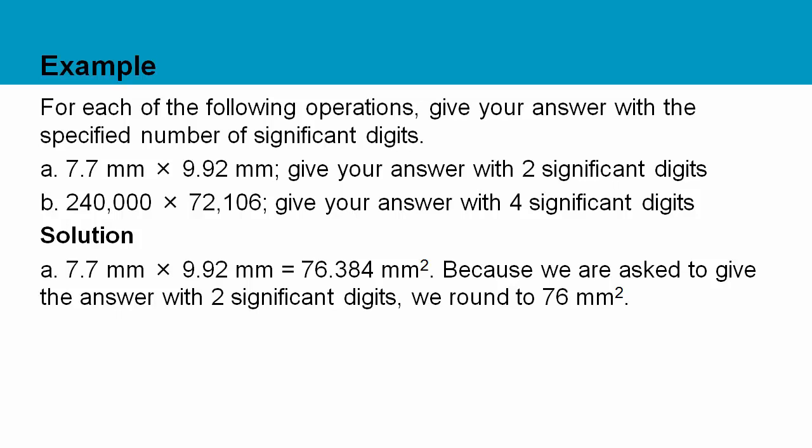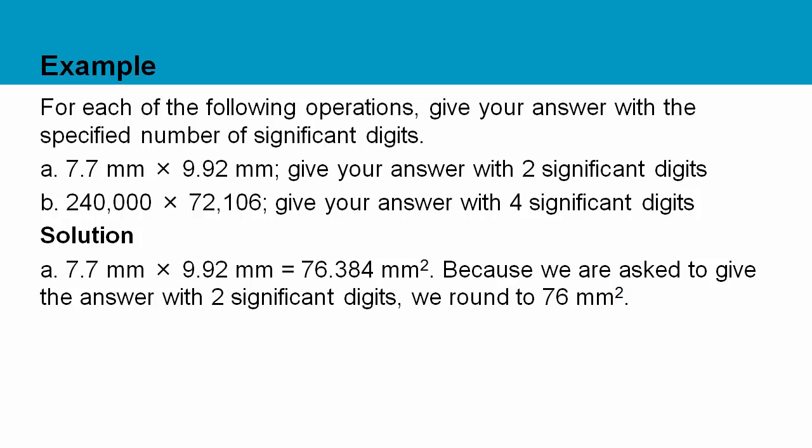Here's an example of rounding to a specific number of significant digits. So 7.7 times 9.92 with 2 significant digits, you end up getting 76.384, but to round to 2 significant digits, you basically lose all the decimals and you just round to 76.